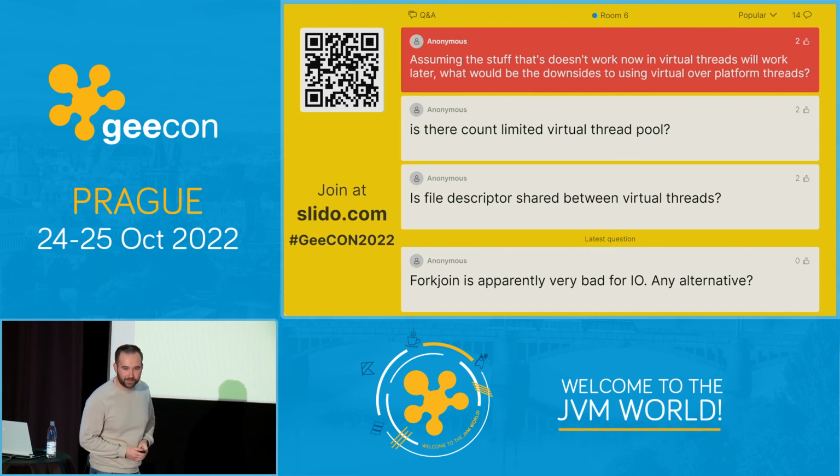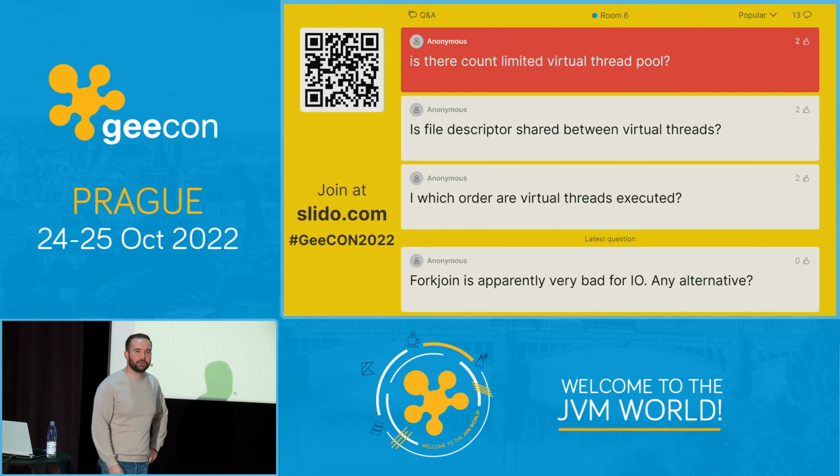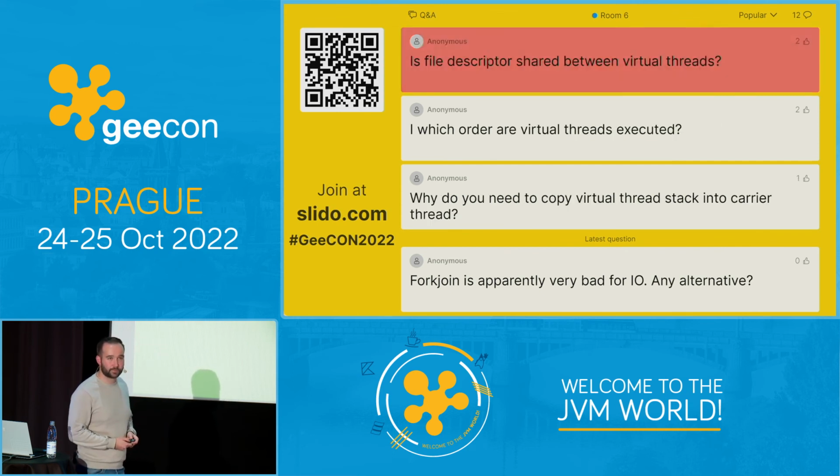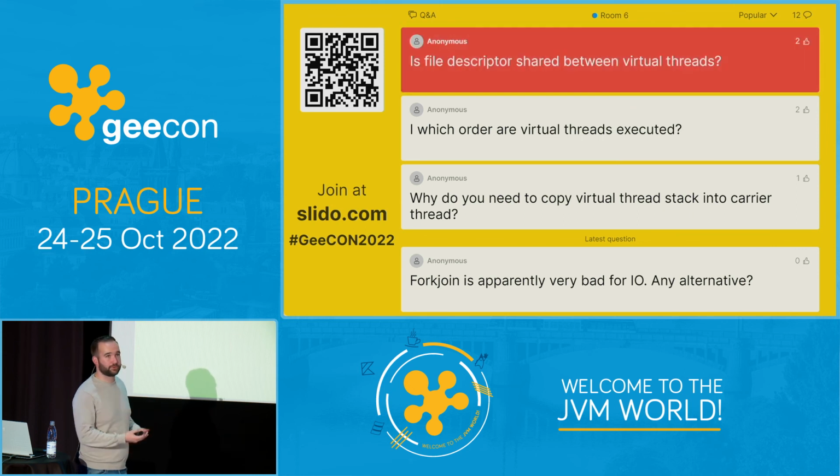Is there a count limit on the virtual thread pool? Not that I'm aware of. Maybe if you use one of the old executor services together with virtual threads, but I don't think so. The idea really is that you create virtual threads just when you need to. And you can just control the amount of virtual threads running at the same time using this parameter.